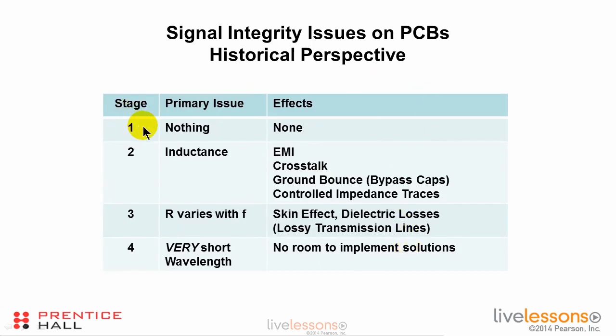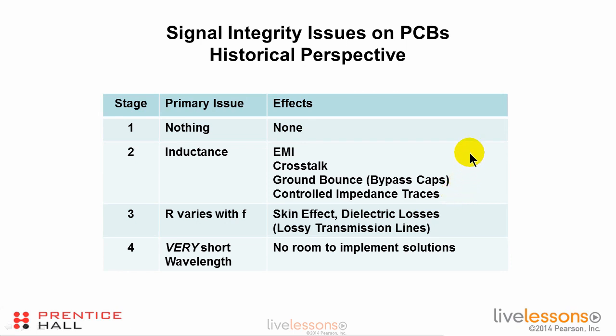Now, as I said, in the first stage, there were no particular issues. In the second stage, when inductance began becoming a problem, the problems that came about were EMI, crosstalk, ground bounce, which we will talk about, and the solution to that, or at least part of the solution to that, is bypass capacitors. And so the whole topic of bypass capacitors and power distribution system design comes into play here. And then fourthly, reflections, controlled impedance traces, transmission lines, and terminations, and so on.